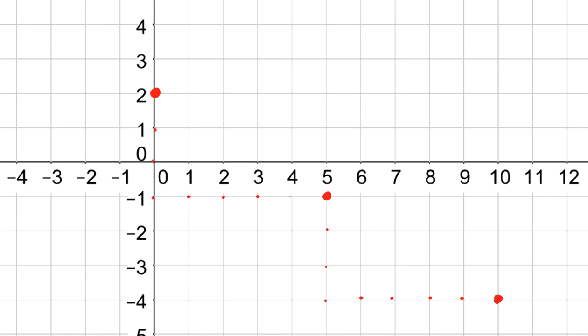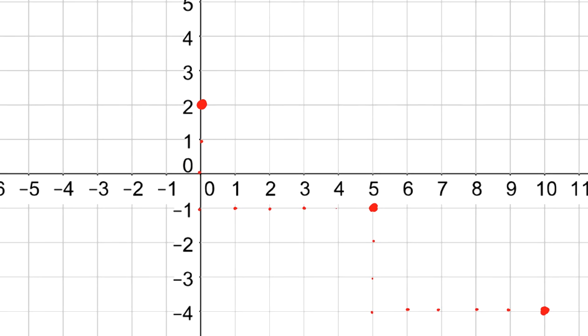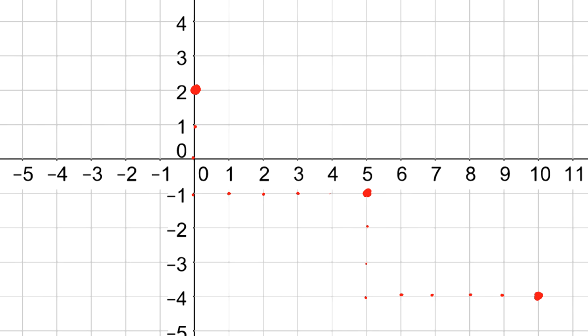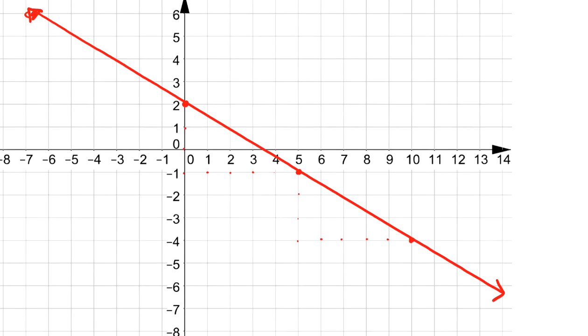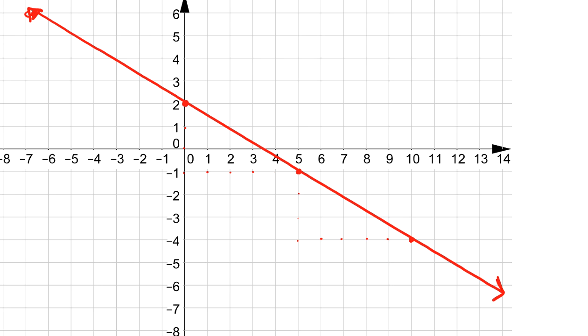So I'm going to grab a ruler and I'm going to extend this line through these 3 points. And I'll put an arrow on each end indicating that I know that this line is infinite and it goes on forever in both directions.